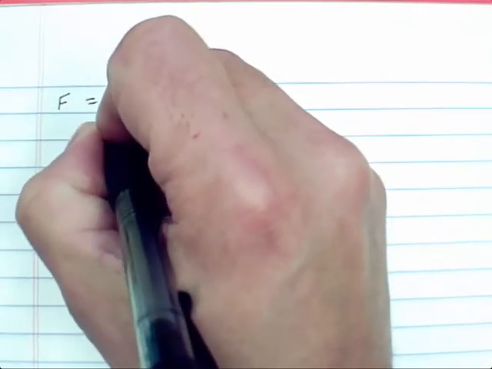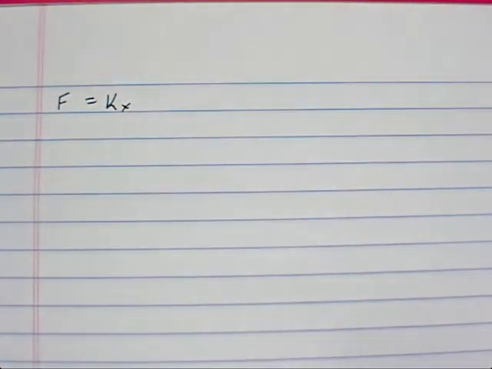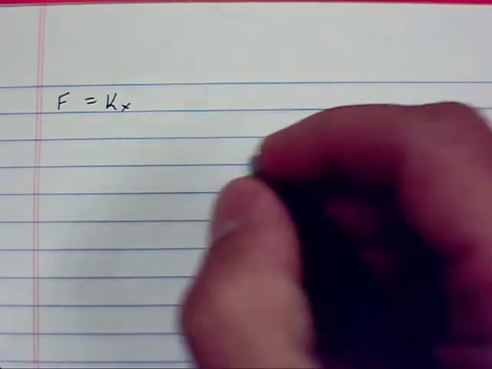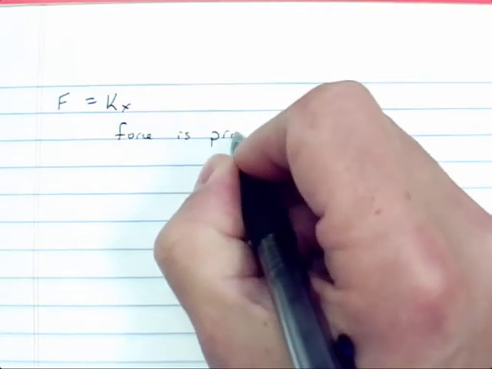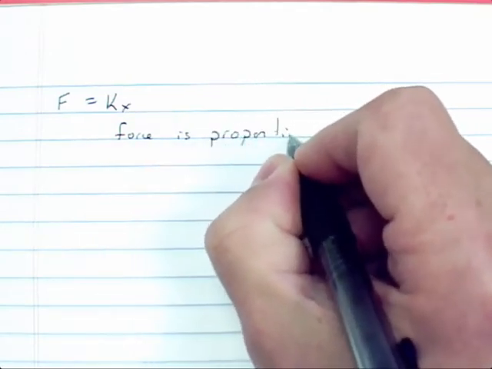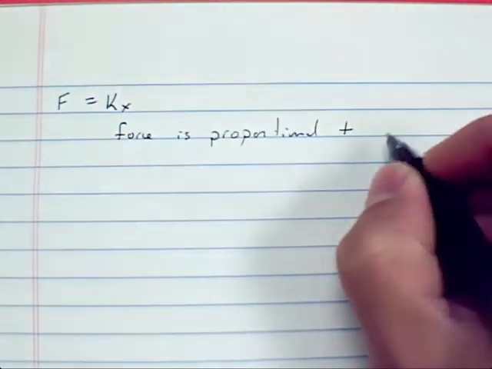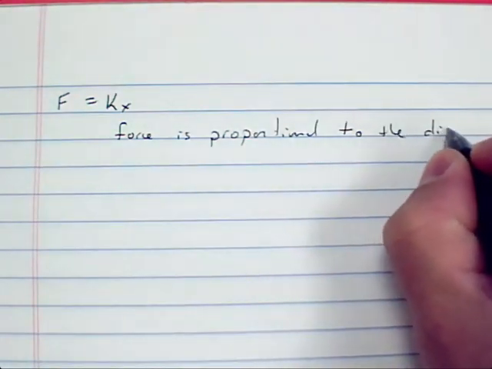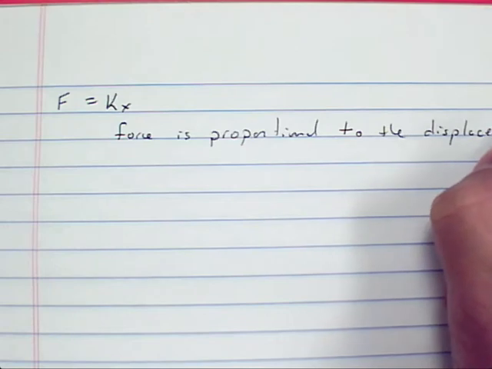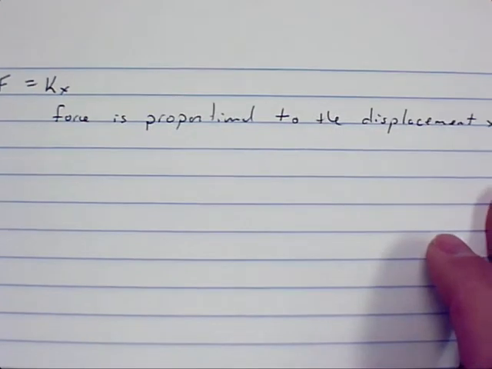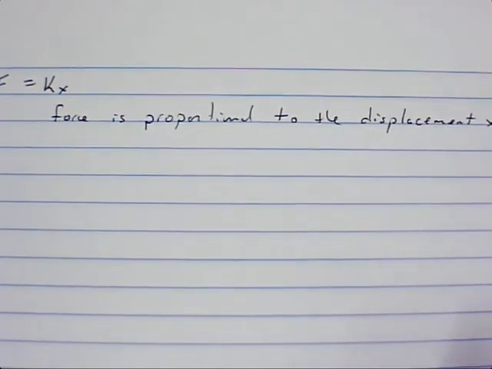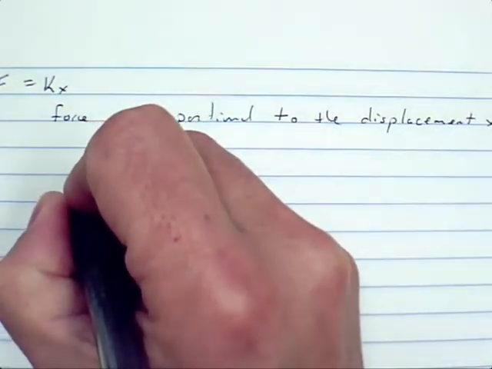So today we're going to talk about the spring equation. Most people think of F equals kx, but that's a simplified equation. It says that the force is proportional to the displacement x. But the problem is it assumes two things.